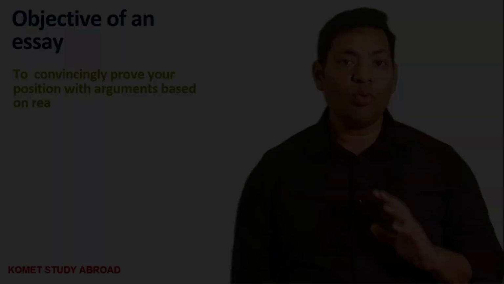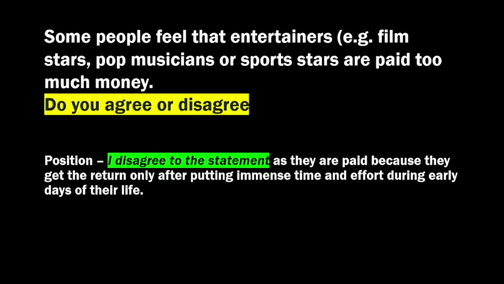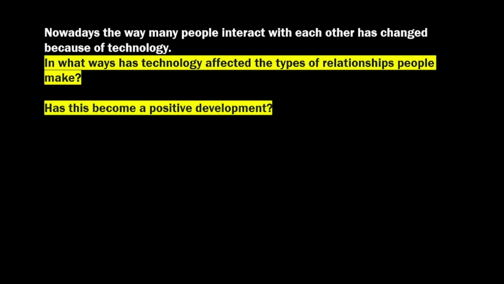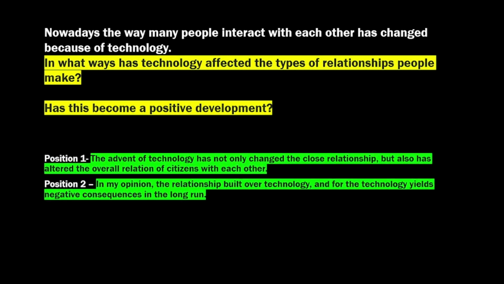Now in each essay you need to take a position. Suppose in an agree and disagree question, you take a position that you disagree with a given situation. So your objective in that particular essay would be to prove why you disagree with that situation. Similarly, in a direct answer type question, just for an example, you need to answer the question that is given in the question, and the answer to that question would be your position statement.